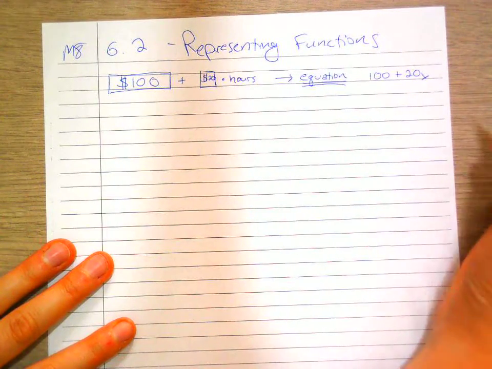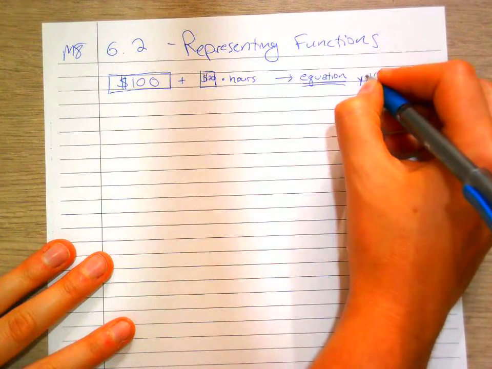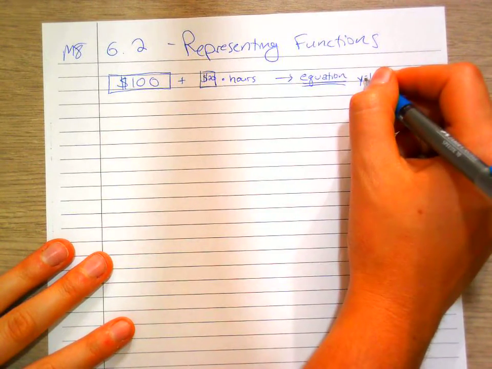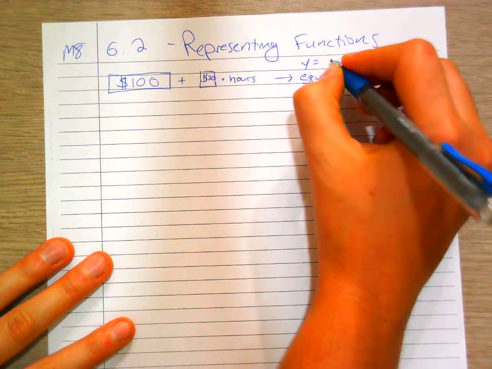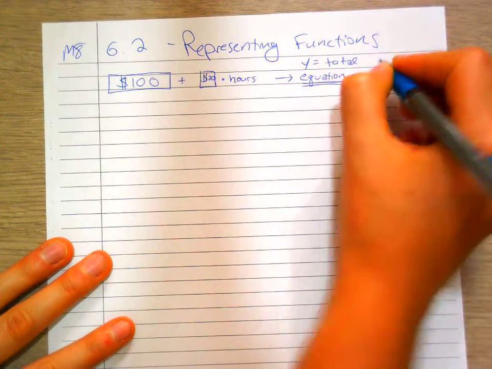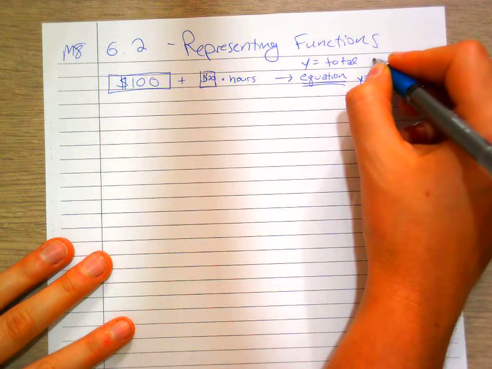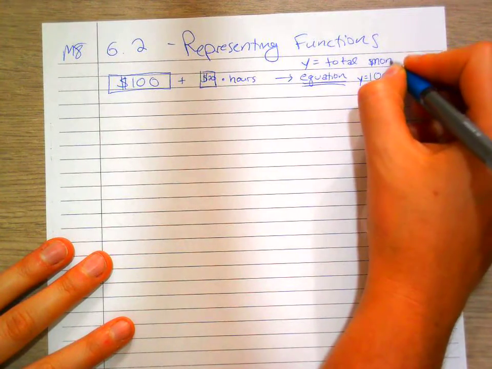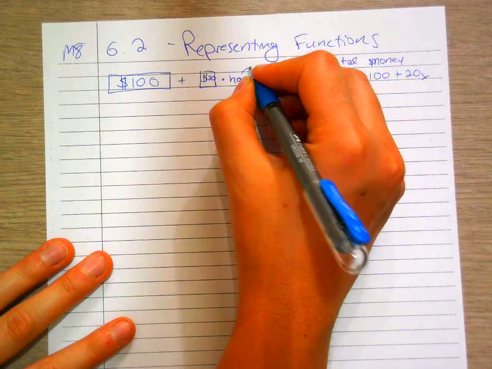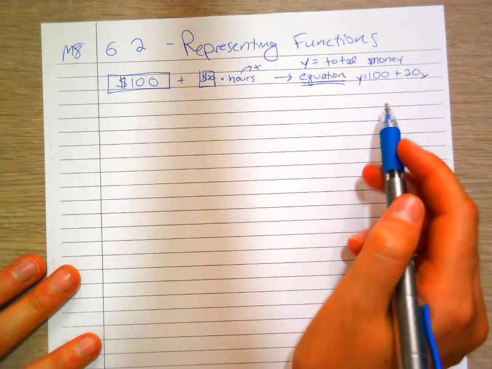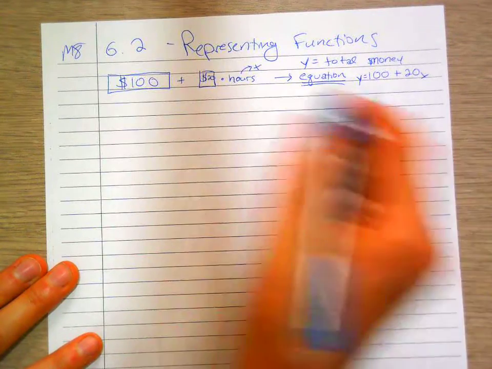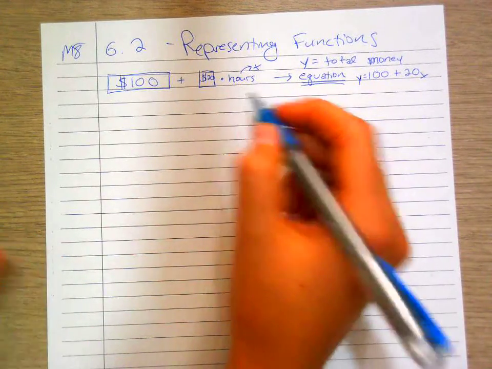Then we could say that y is equal to this, because y is what we are trying to find, which is the total money. And this here, hours, is x. So here we have it written as an equation. Now we could think of x as the input, because we're going to figure out the number of hours first.